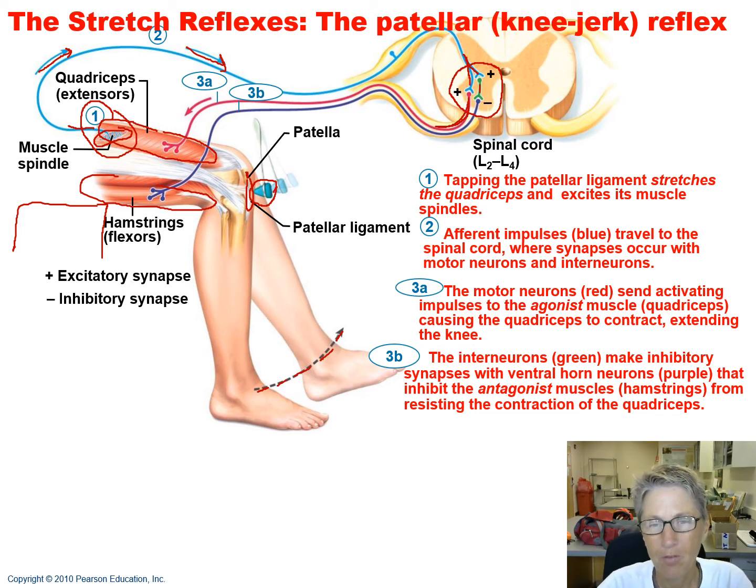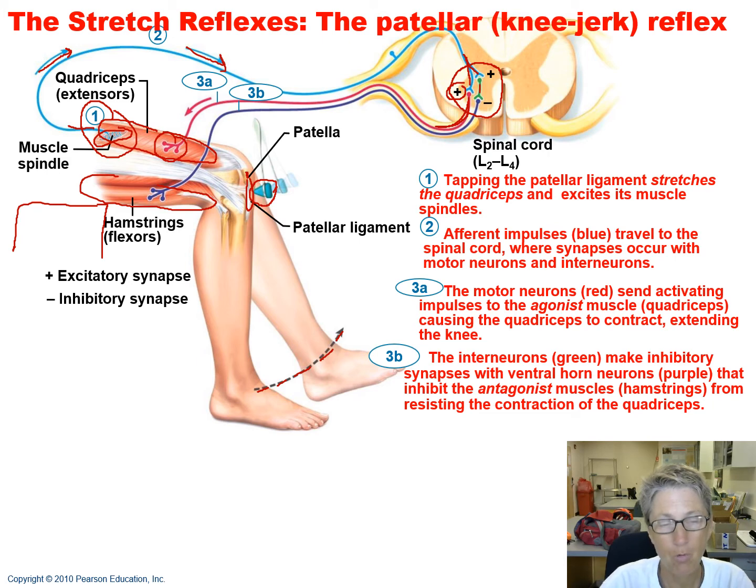Okay, so at the synapse with the motor neuron, you see this plus sign. That means that the sensory afferent axon is going to release a neurotransmitter that will activate this motor efferent neuron, and it's going to send activating impulses, so that's action potentials, to the agonist muscle. In this case, the muscle that's going to contract is called the agonist. So it's going to send motor efferent impulses. You get the neuromuscular junction here, and your quadriceps muscle is going to contract.